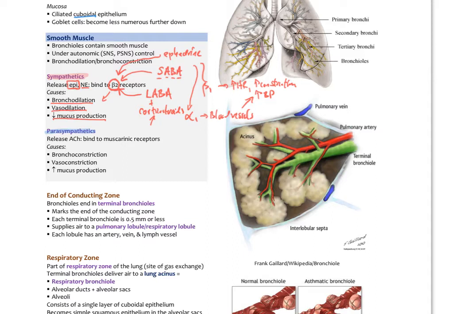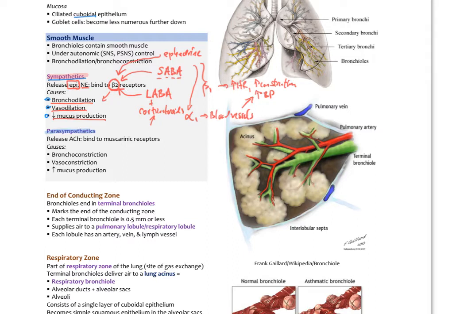Now, when you use acupuncture and you needle, for example, the shu points on the back, which correlate to the sympathetic chain ganglia, one theory is you're actually increasing output in the sympathetic nervous system, and that's what's causing all these beneficial effects of bronchodilation, vasodilation, decreased mucus production on the lungs. All right, so that is the autonomics in the smooth muscle in the lung.